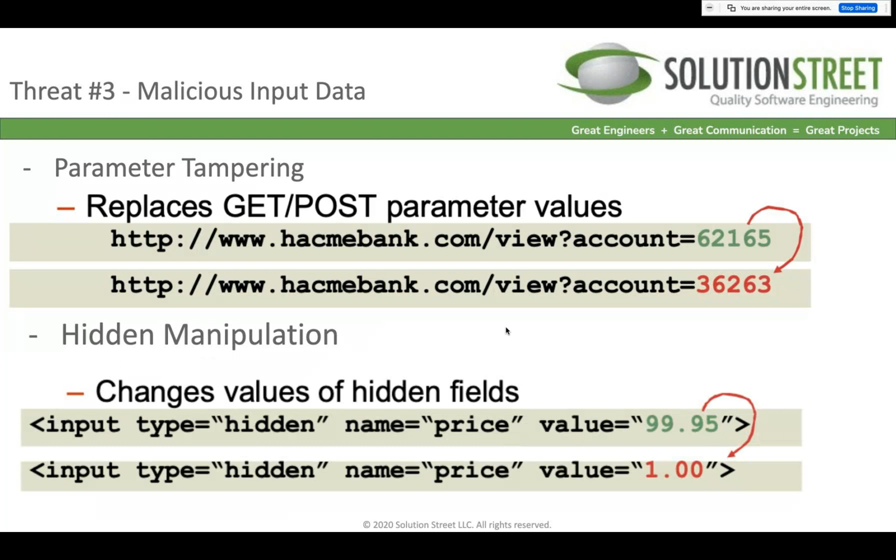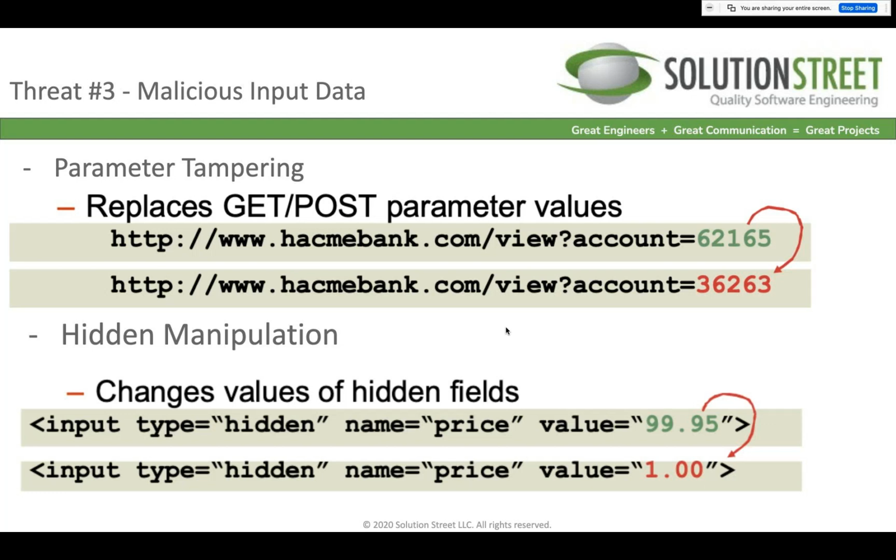Parameter tampering. So in this example, I'm supposed to view account 62165. That's my account. So the URL has that parameter with that value in it. The hacker just goes in and changes that ID to a different account number. Maybe they try a bunch of them and hope to guess a correct account number. So in a terrible case, they'd be able to see someone else's account. So maybe I'm logged into my bank. Everyone has an account at Bank of America or whatever bank it is. They log in and then they just try to see other people's accounts.